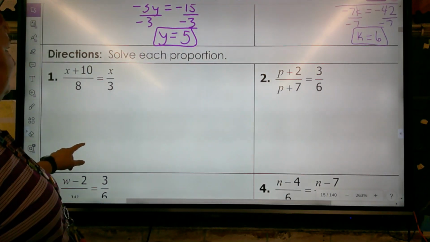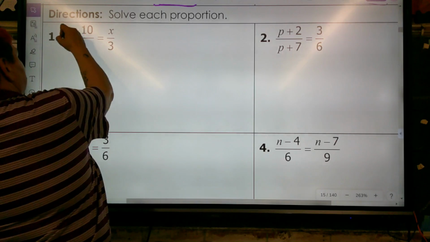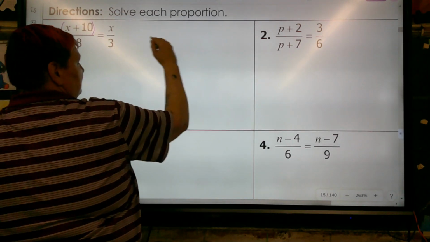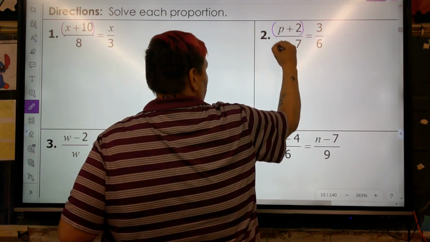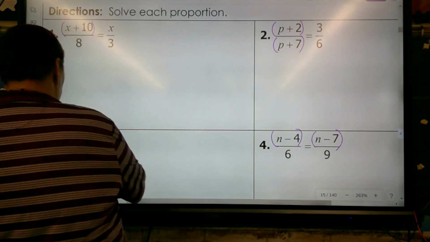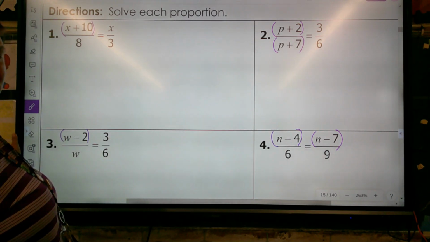Same thing. You know what? Take a second. Put your invisible parentheses anywhere there are multiple terms in the numerator or the denominator. Anywhere there are multiple terms, there are invisible parentheses. Go ahead and put them so you don't get confused later.